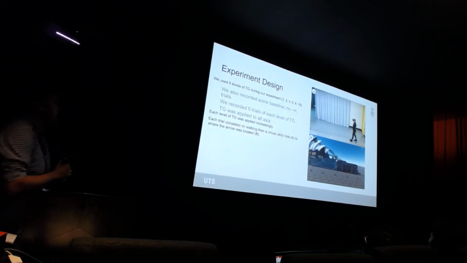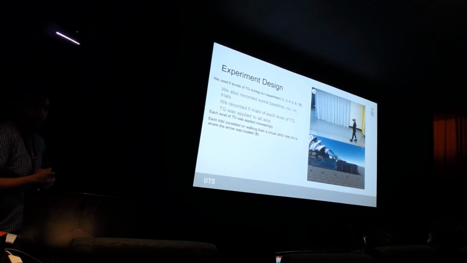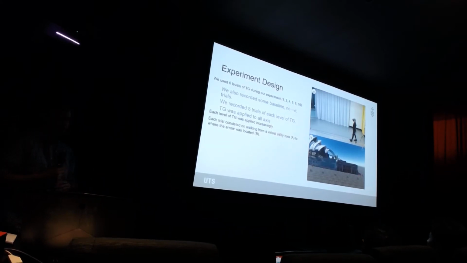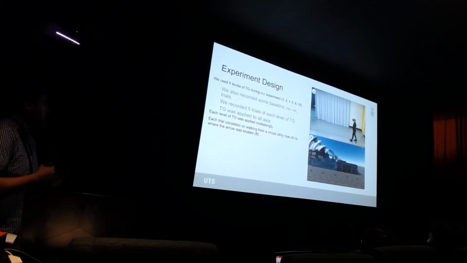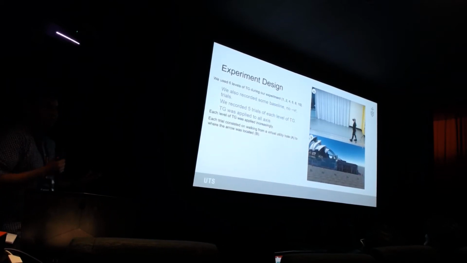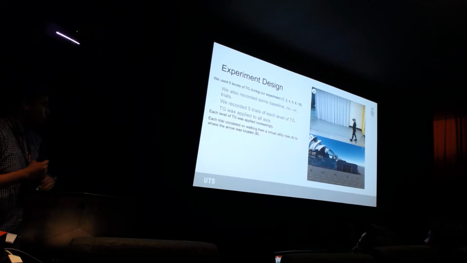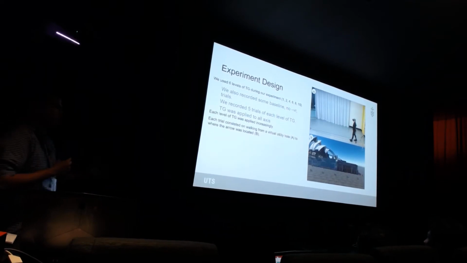So this is basically how our experiment works. We use 6 levels: 1, 2, 4, 6, 8, and 10. We also recorded walking without a VR headset to see the original gait parameters and the original position of the center of mass. We had 5 trials of each level of TG, and we applied TG on all axes, not just the forward axis. We applied them increasingly, so they started without VR and increased all the way to 10x.